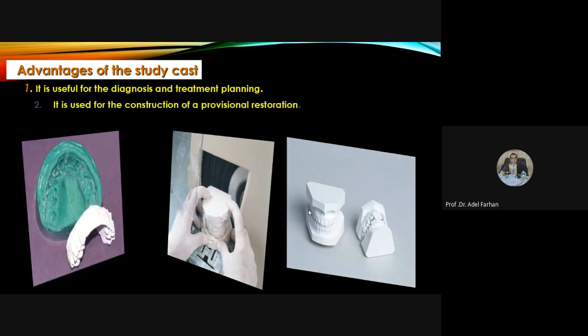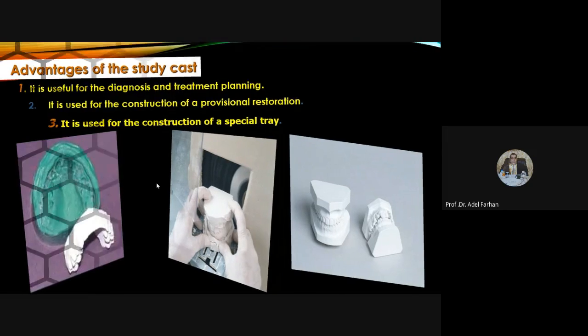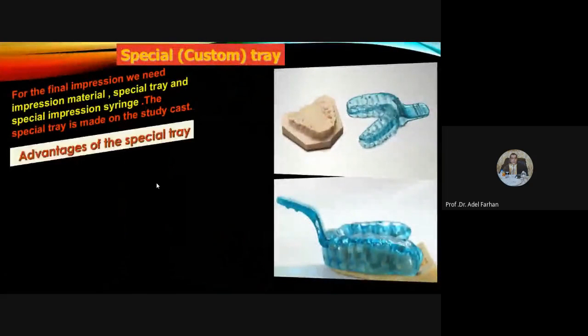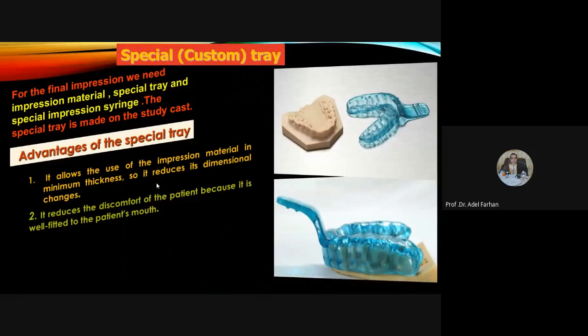طبعا احنا قلنا الالجينيت امبريشن ناخذ بها ستدي برايمري امبريشن. من البرايمري امبريشن راح نطلع لنا ستدي موديل، والستدي موديل هذا شيء يفيدنا بالدايجنوستس تريتمنت، يفيدنا بالكونستراكشن اوف بروفيشنال ريستوريشن وكونستراكشن اوف سبيشال تري. احنا قبل شويه قلنا الريكوايرمنت فور جود امبريشن يو نيد امبريشن ماتيريال اند يو نيد سبيشال تري. سبيشال تري نطلعها منين؟ من البرايمري موديل.